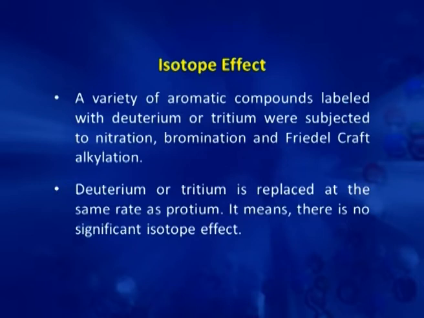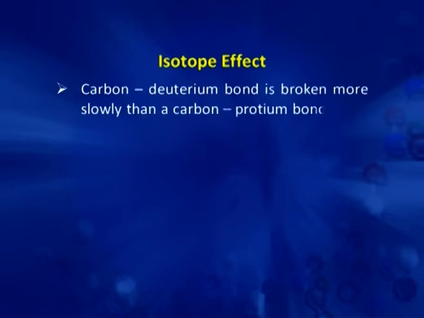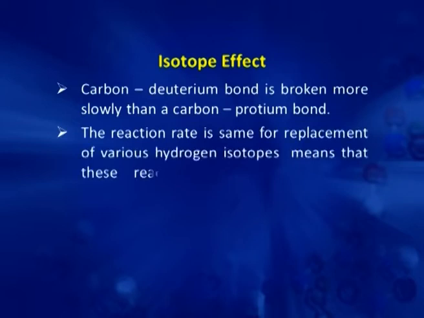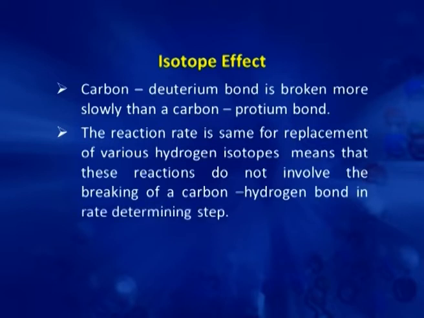So, what does this indicate? Now, we know that the carbon-deuterium bond breaks slowly as compared to the carbon-protium bond, and if this carbon-hydrogen bond breaking takes place in the rate determining step, then the rate should be lower for the carbon-deuterium compound when there is a replacement of the proton from the deuterium.